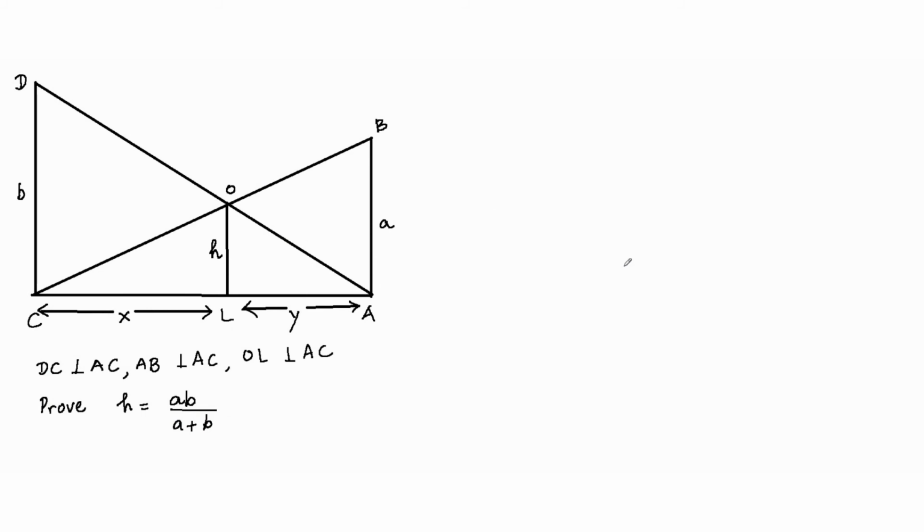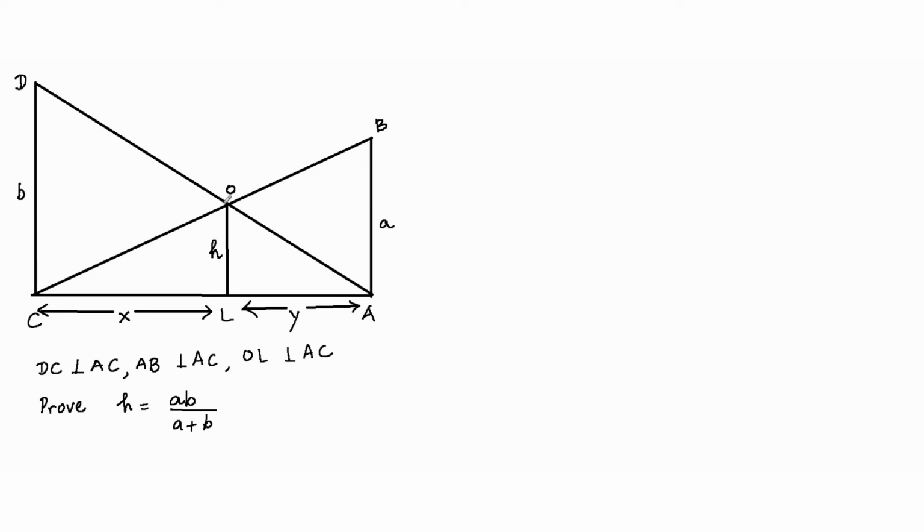In this particular figure, it is given that DC is perpendicular to AC, then AB is perpendicular to AC, and OL is also perpendicular to AC. So basically we have a line segment AC and three perpendiculars are drawn to it. DC is perpendicular to AC, OL is also perpendicular to AC, and BA is also perpendicular to AC. The measurements are as shown over here.